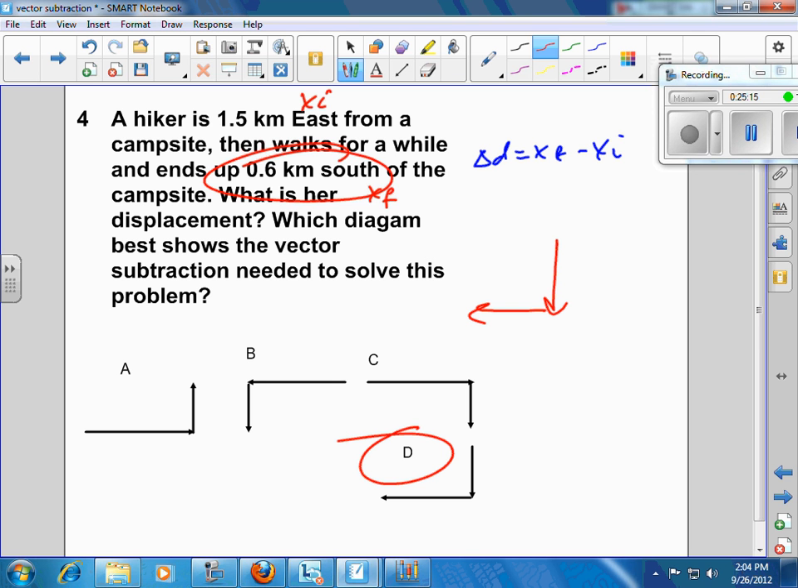Now, hold on a second here. How many people put B? Why did you put B? Just guessed? Would B be okay? Really what you've got in B is minus xi and then you're adding xf, which really is the same thing. But you'll notice that the question says which diagram best shows. And I've shown you that you really should go xf minus xi. So D is the correct answer. If you put B, you'd be okay, but I wouldn't feel very good about it.